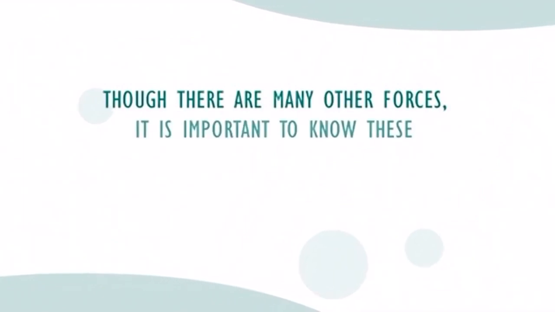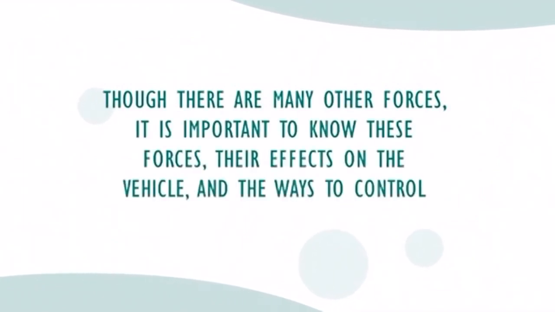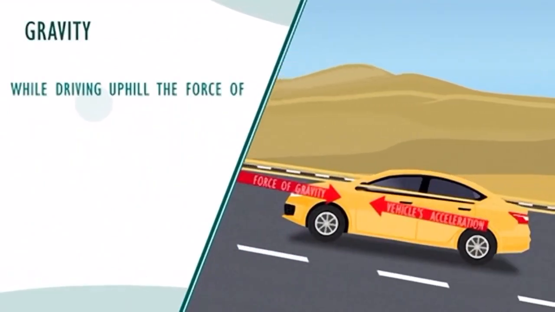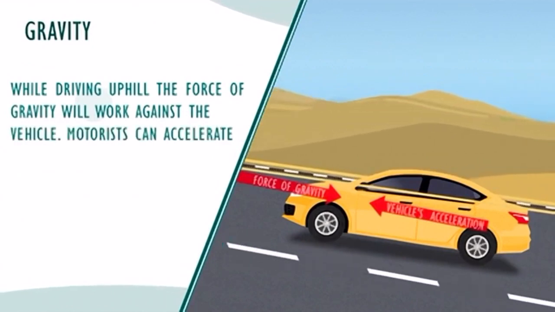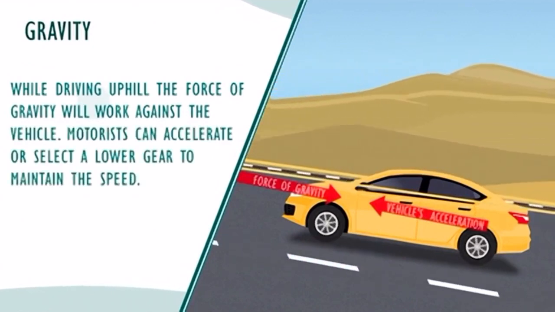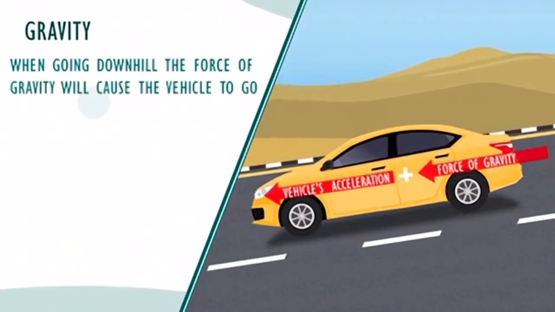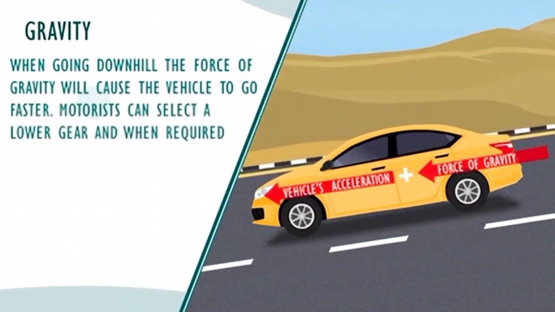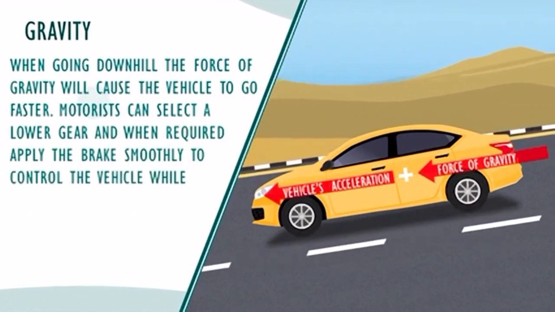Though there are many other forces, it is important to know these forces, their effects on the vehicle, and the ways to control them. While driving uphill, the force of gravity will work against the vehicle. Motorists can accelerate or select a lower gear to maintain the speed. When going downhill, the force of gravity will cause the vehicle to go faster. Motorists can select a lower gear and, when required, apply the brakes smoothly to control the vehicle while maintaining a safe speed.